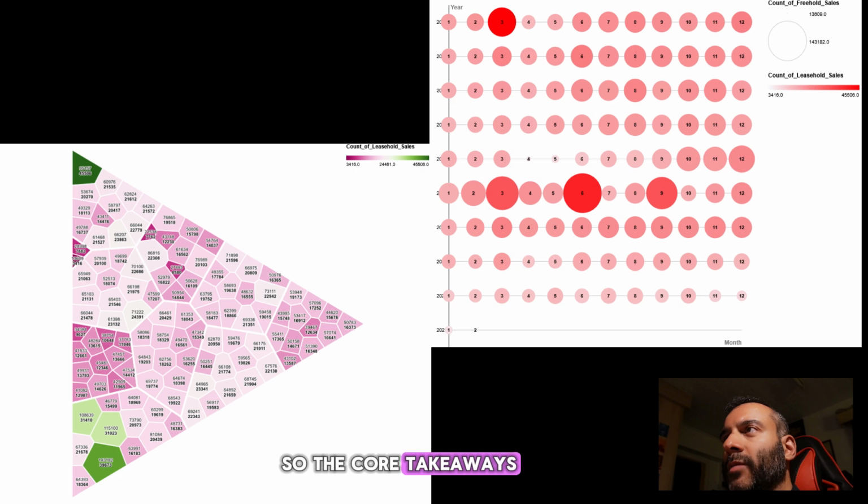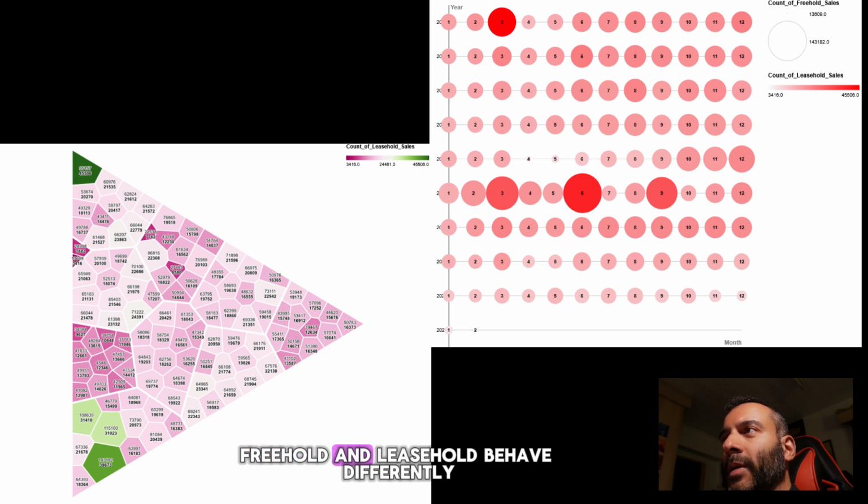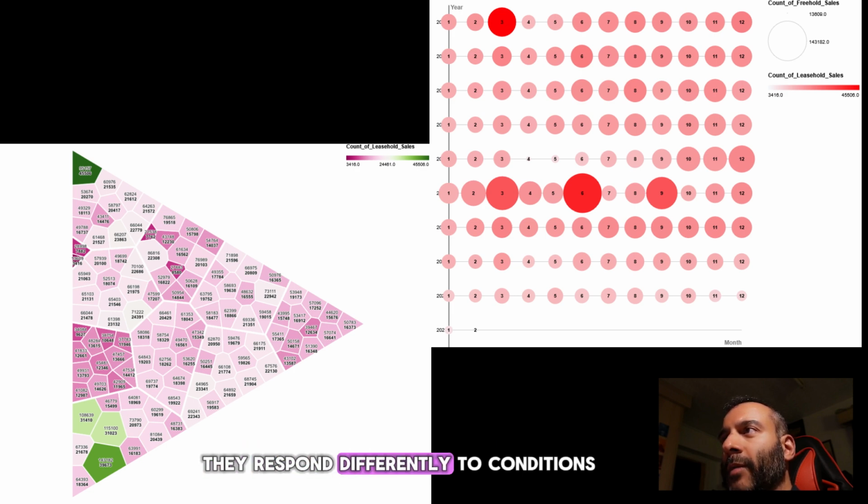So the core takeaways from these insights is that if we boil this down into different practical insights, we can state that leasehold is highly location specific. You need to analyse areas individually. The market is seasonal. Timing affects liquidity and execution. Freehold and leasehold behave differently. They respond differently to conditions. Volume alone isn't enough. You need to understand what's driving it.